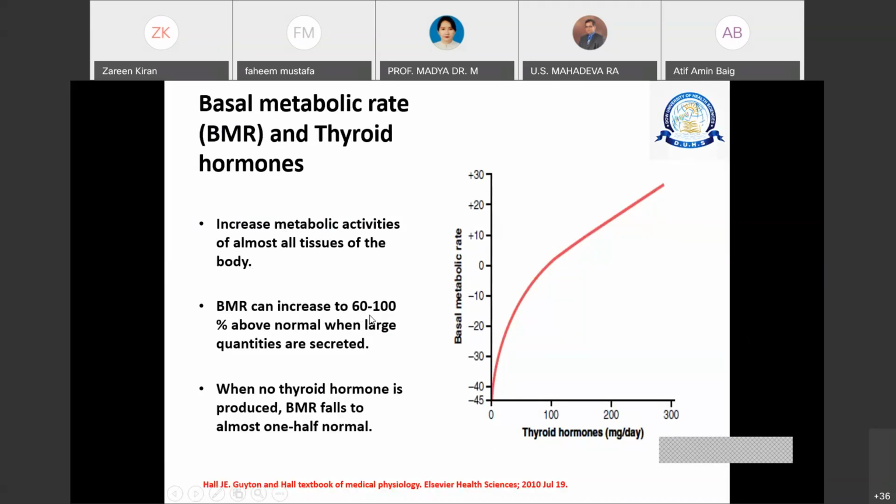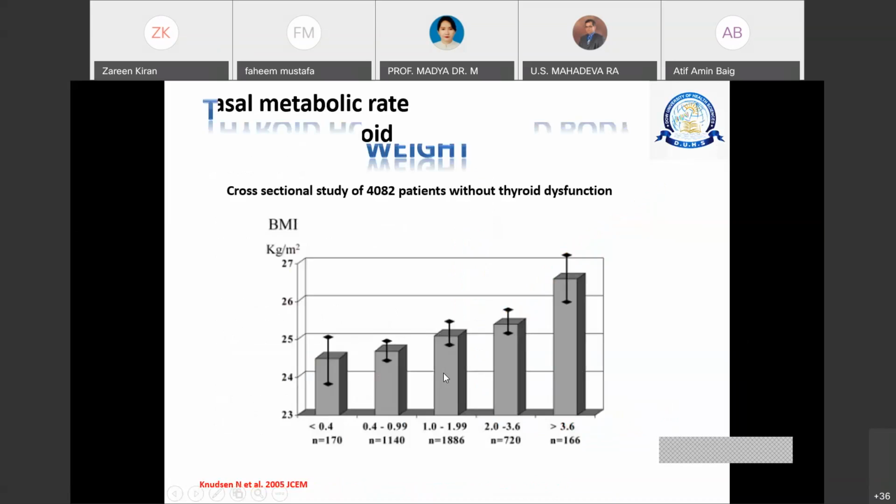It can increase up to 60 to 100% when large quantities of thyroid hormone are released. And on the other hand, when no thyroid hormone is produced, the basal metabolic rate falls to almost one half of normal. A very beautiful graph that students should remember.